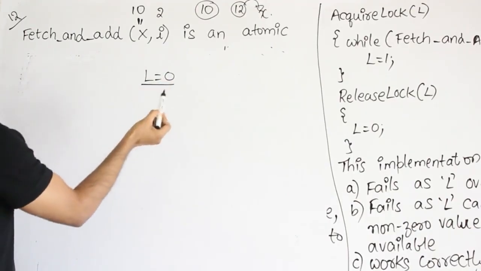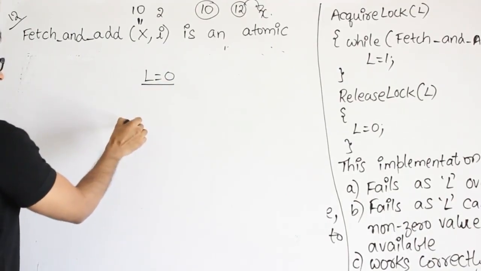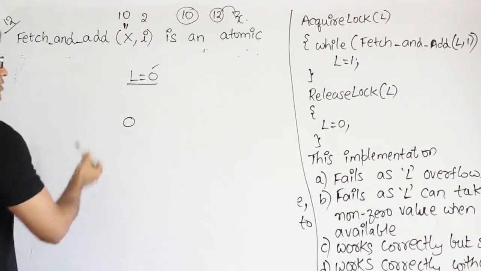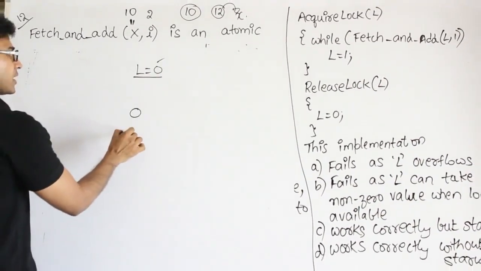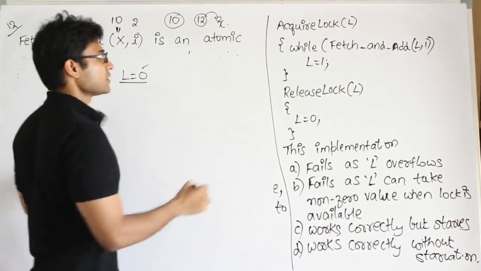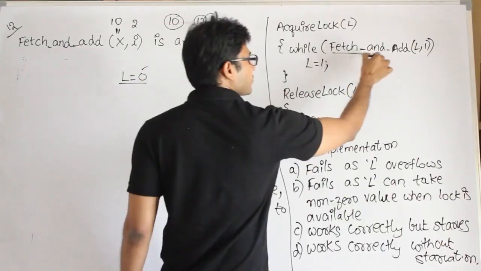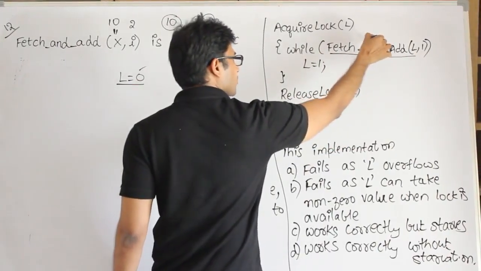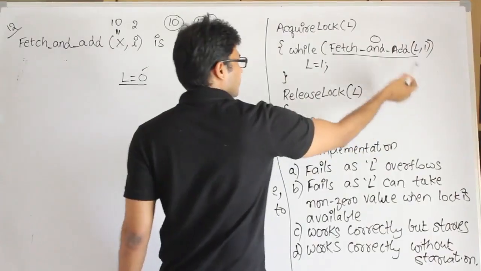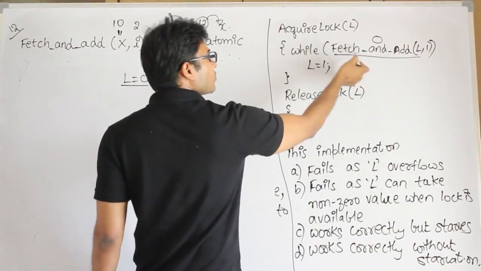Whenever the first one calls this, they are simply going to get 0 because they are going to fetch it, and then they are going to add 1, which means they are going to make L equal to 1 and come out. Watch it. See this line. Whoever calls this line first will definitely get a value of 0 if L equals 0, and automatically the L value will be made 1, right? Therefore this while loop will break.